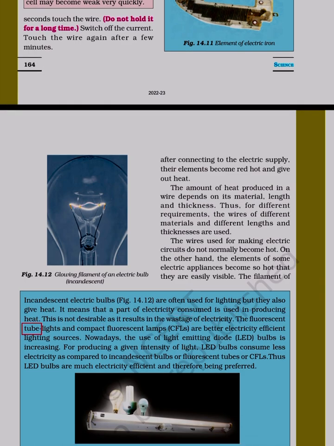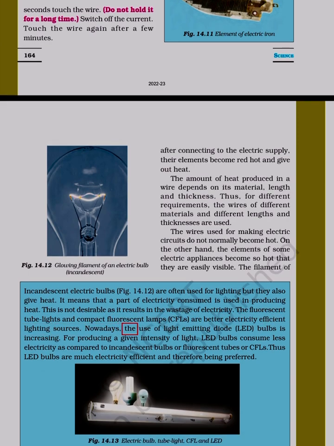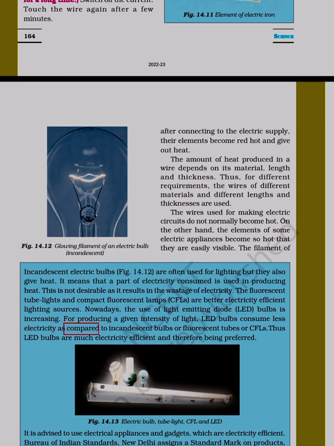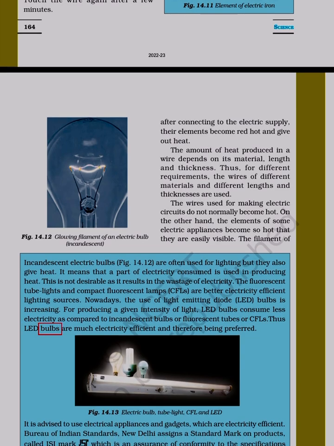The fluorescent tube lights and compact fluorescent lamps, CFLs, are better electricity efficient lighting sources. Nowadays, the use of light emitting diode, LED, bulbs is increasing. For producing a given intensity of light, LED bulbs consume less electricity as compared to incandescent bulbs or fluorescent tubes or CFLs. Thus LED bulbs are much electricity efficient and therefore being preferred.